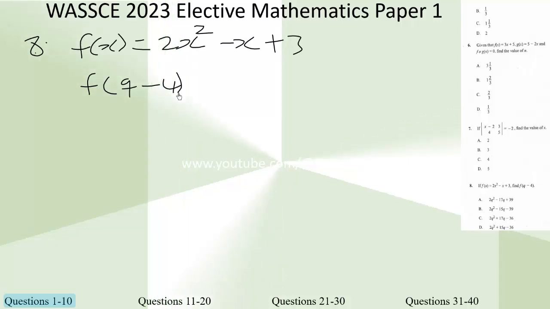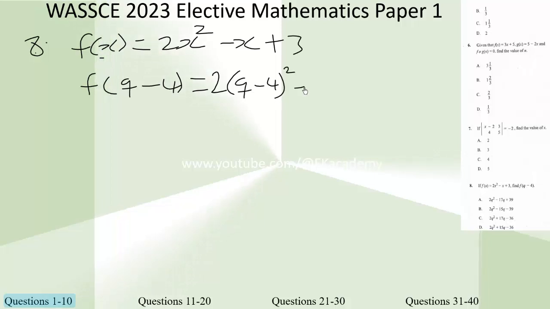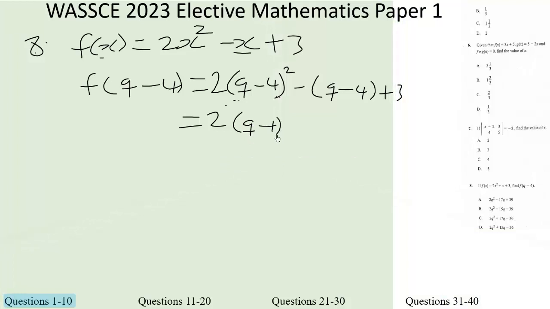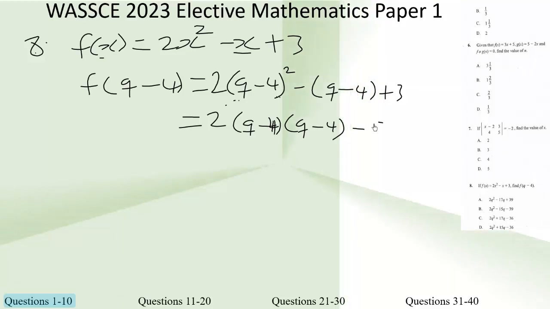So wherever we see x, we put q minus 4. So 2 into bracket q minus 4 all squared, minus q minus 4, then plus 3. So this will be equal to 2 times, you have to expand first. So q minus 4 times q minus 4, minus q minus 4, plus 3. So let's go.